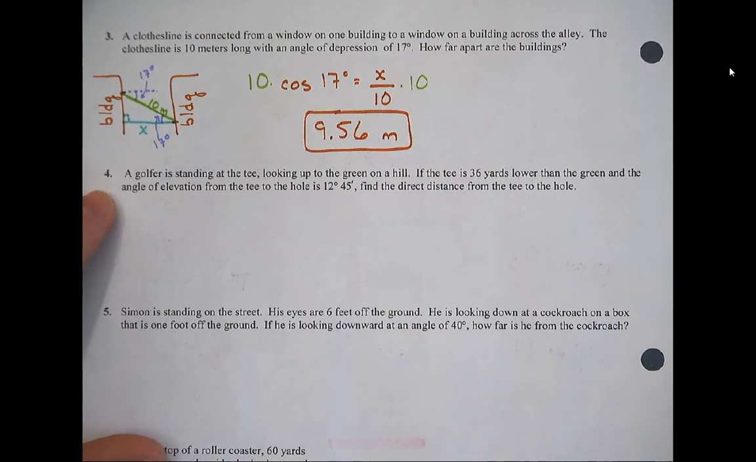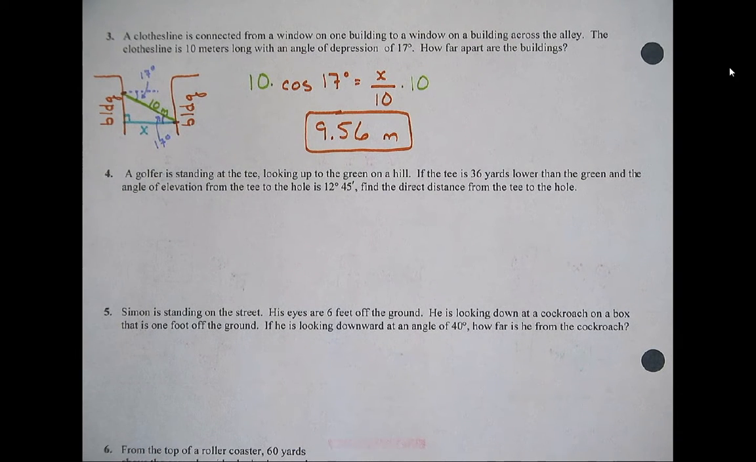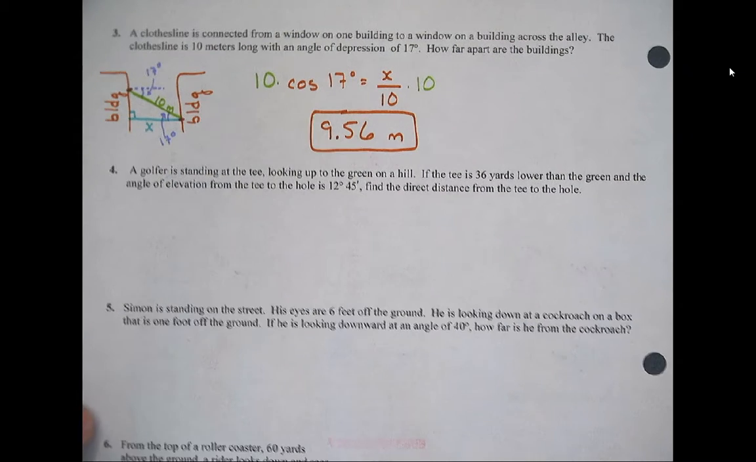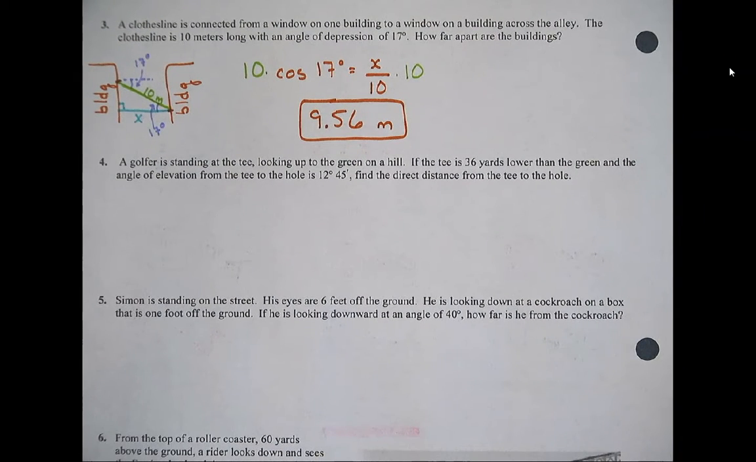A golfer is standing at the tee and looking up to the green on a hill. So the green, for those people who don't golf, the green is where the hole is, and the golfer's trying to hit the ball into the hole. And so the green is that kind of extra mowed down area. So the golfer is standing at the tee and looking up to the green on a hill.